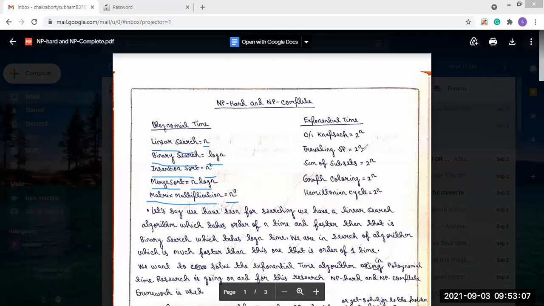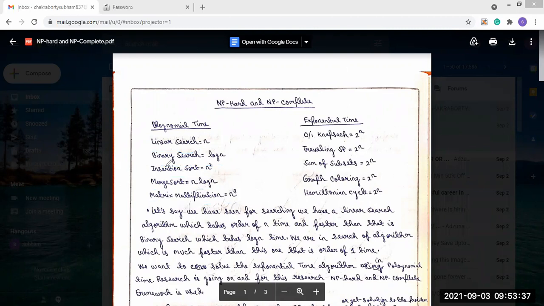Now, what is our motto? The algorithms that take exponential time, that is 0-1 knapsack, traveling salesman problem, and sum of subsets, can they be solved in polynomial time? The research is going on over that.